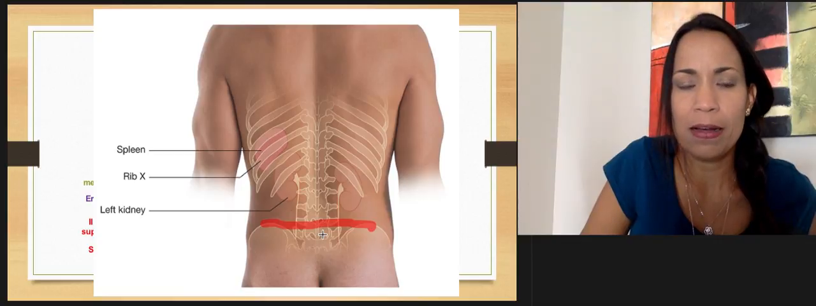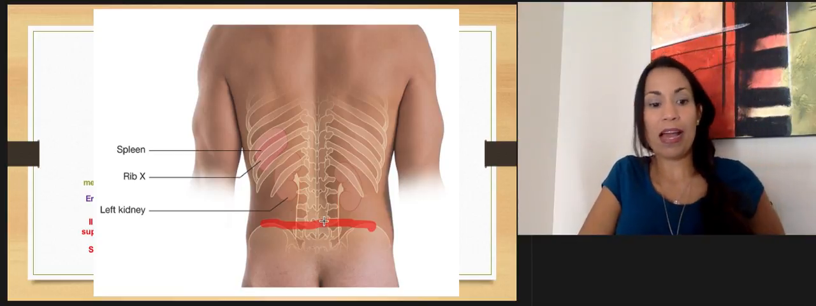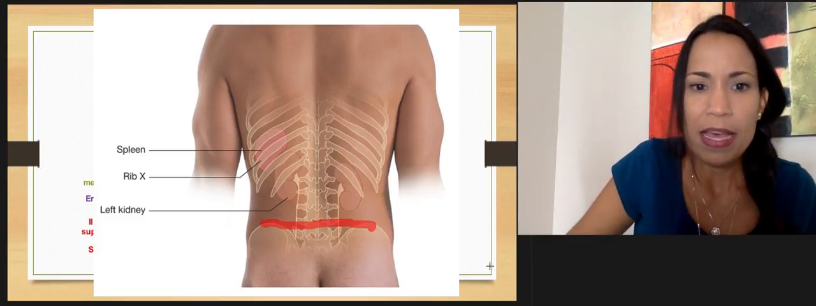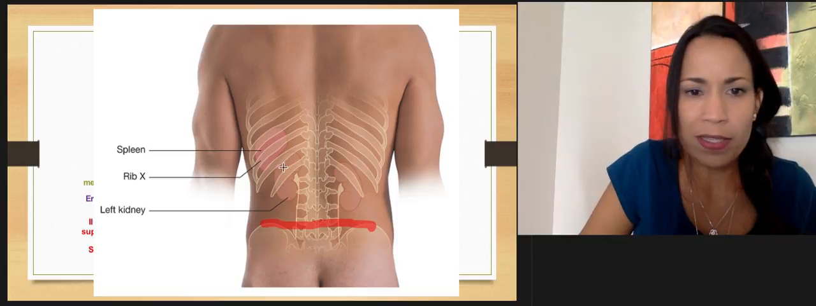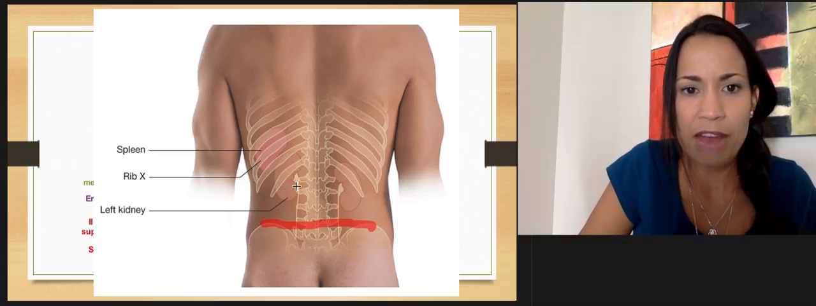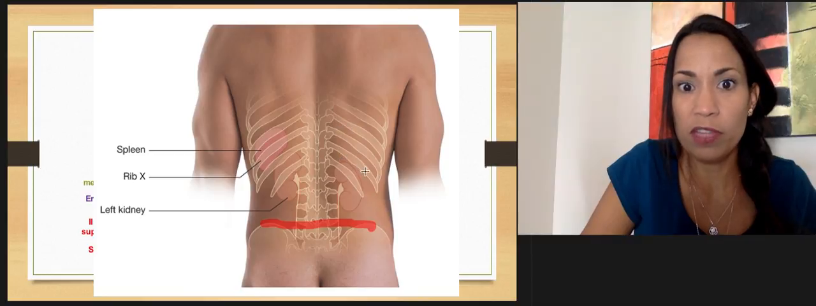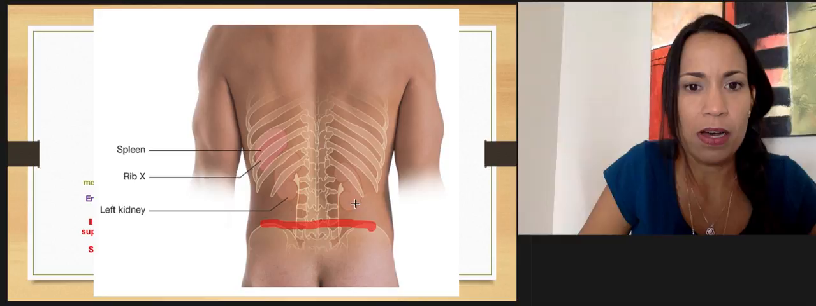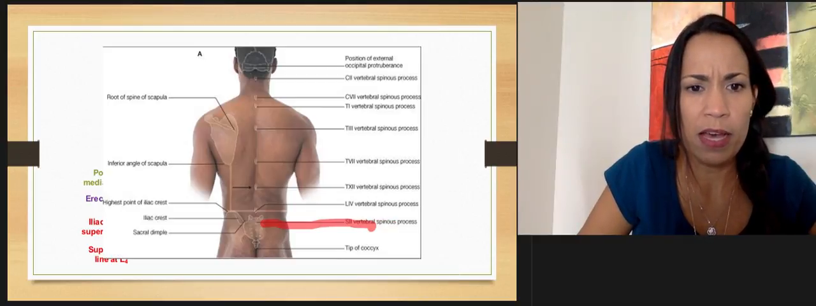Important when administering epidural anesthesia or performing a spinal tap. Organs, well, remember that in there we have the kidneys, the right and the left. The right is a little bit inferior because the weight of the liver pushes down a little bit the right kidney.